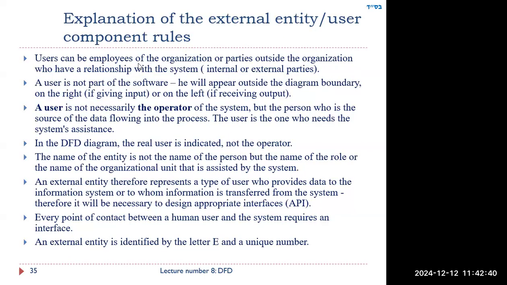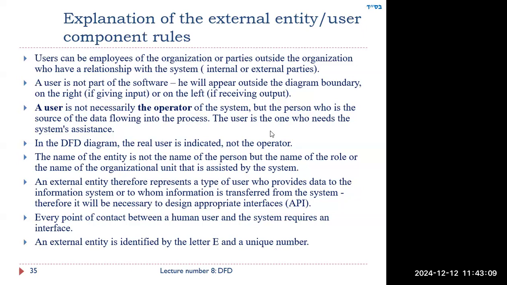Explanation of the external entity. So that was rules for processes, now rules for external entities. Other rules here, they all make sense. Users can be employees of the organization, parties outside the organization, or have a relationship with the system. The user is not part of the software. He will appear outside the diagram boundary on the right or on the left. Right and left have different meanings. Left means input, right means output.